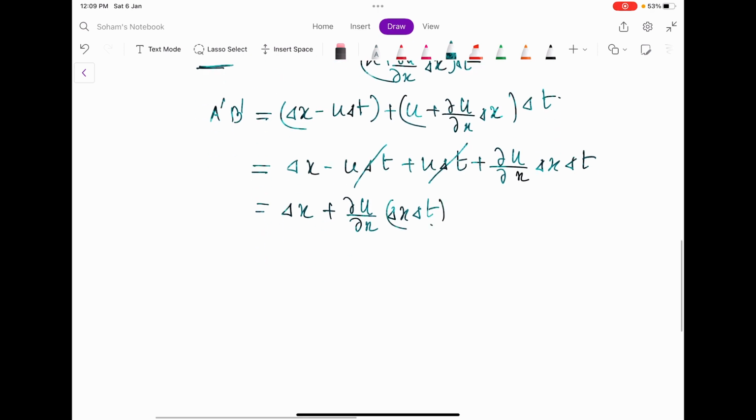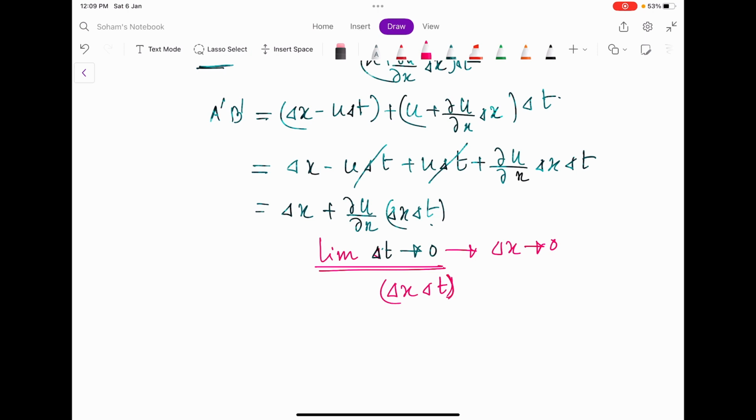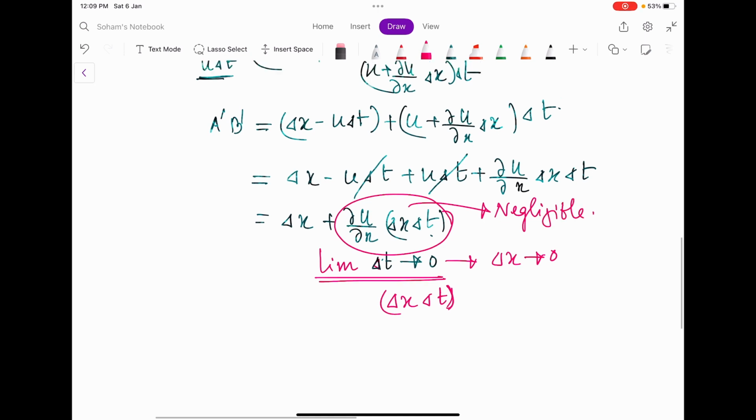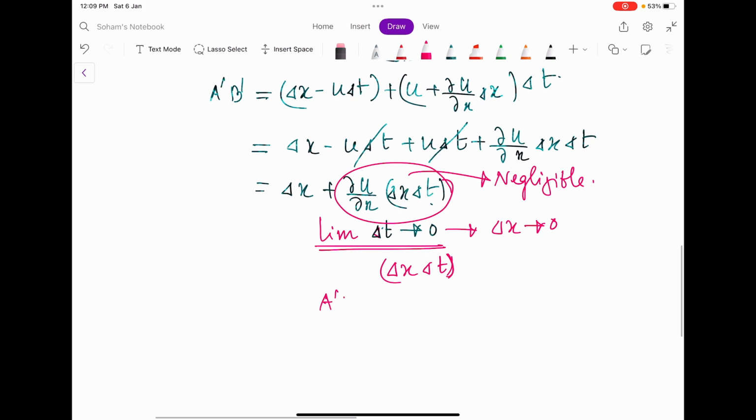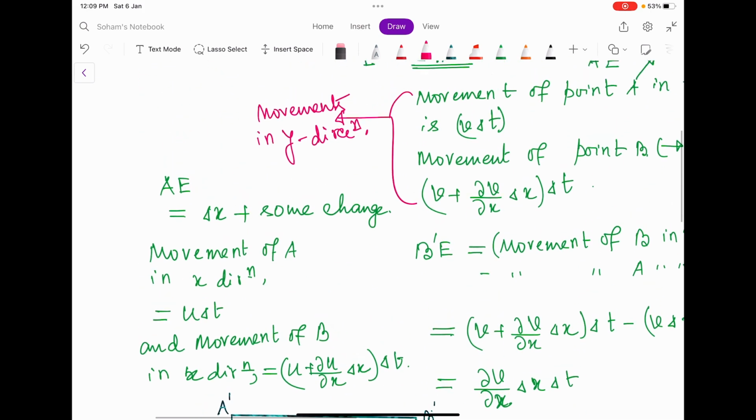So now I am taking the limit delta t tends to 0. In this limit delta x will also tend to 0, and that is why the multiplication of two small numbers will make this term almost negligible. So A dash B dash is almost equal to delta x, that is the AB initial length.